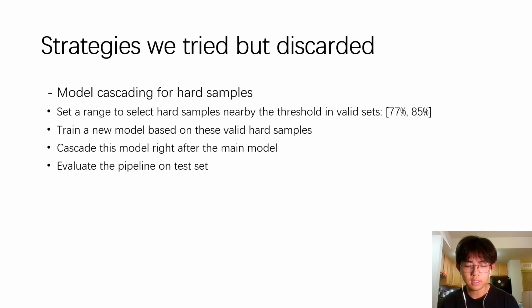Another one is model cascading. We train a new model using borderline samples in validation sets and cascade this model right after our main model. So this is kind of a whole pipeline. We used this pipeline and evaluated on the testing set, but the performance was not good. So we think the problem is overfitting.